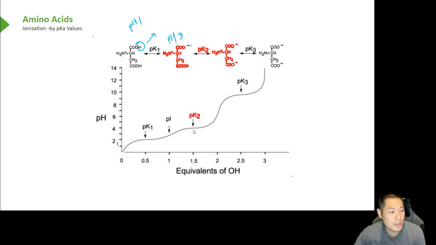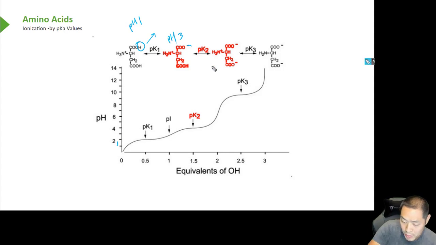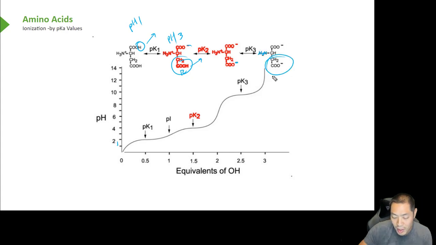Now here at pK2, so this is around 4, you'll notice that this COOH will lose its proton as well. So now we're talking about the R group. So here's the R group right here, and it's going to lose its proton as well and become negative. So like I said, we really don't care about these two. And the last one is the amine, which is going to give up its proton. But we really only care about this. So in most cases, we care about the one in the middle.